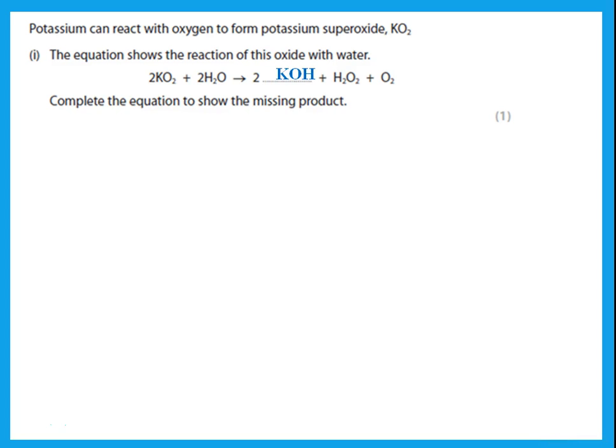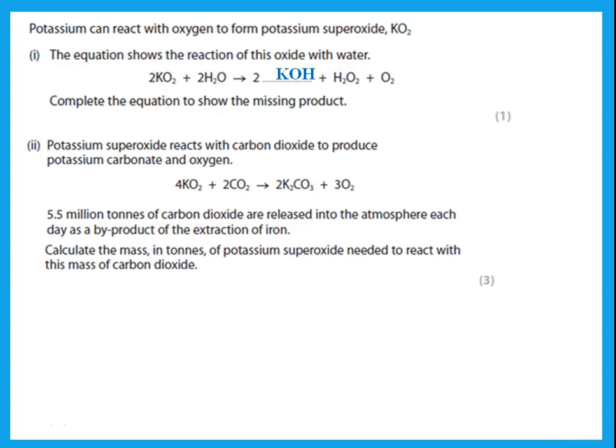The equation shows the reaction of this oxide with water. Complete the equation. So that's potassium hydroxide. And then he says potassium superoxide reacts with carbon dioxide to produce potassium carbonate. And he's starting with 5.5 million tons of carbon dioxide released into the atmosphere each day. Calculate the mass of potassium superoxide needed to react with this mass of carbon dioxide.